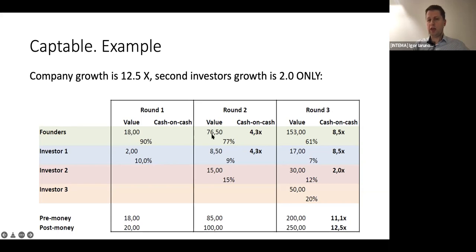Value of founders was 18, now it's 76.5. Value of investor 1 was 2, now it's 8.5. And the same happened with investor 3. He also came, but what happened between round 2 and round 3? The valuation increased only 2 times for investor 2, and for founders the valuation increased 8.5x. And if we take into account the whole company size, it was 20, now it's 250, so 12.5x. That's why it's very important for investor 2 to receive his multiplier, to receive his 3x, for example, or 2x. That's why it's very important for him.